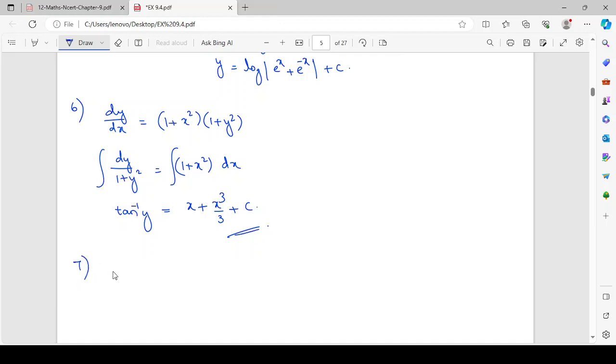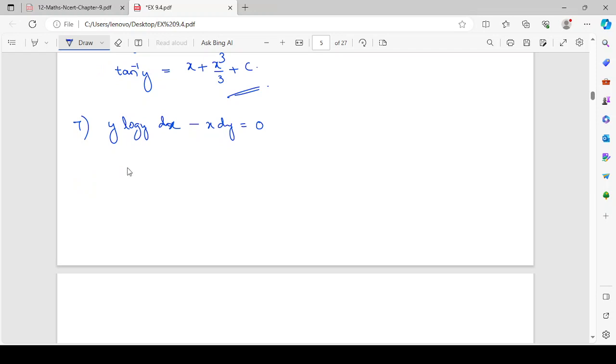And question number 7. y log y dx minus x dy equal to 0. So here again I am trying to separate the variables. y log y dx equal to x dy. So which term to be moved? dx cannot be replaced or dy cannot be moved anywhere. We have to keep it as it is.